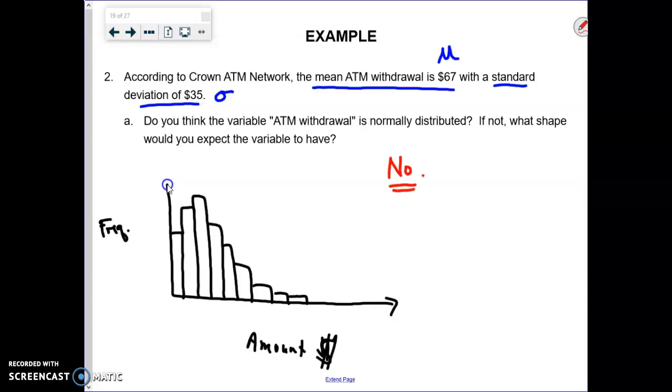What shape do you expect these withdrawals to take from the population? Well, if you take a look at this, it seems like it tails off to the right. You have your large amount of withdrawals on the left and a few large ones on the right. So we would probably say this distribution is skewed to the right. Hope you were correct. Now, let's go ahead and take a look at part B then.